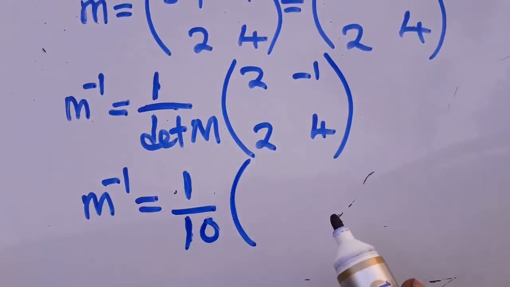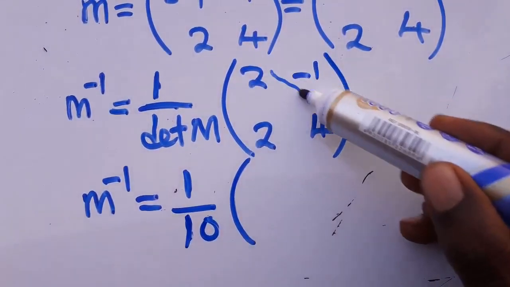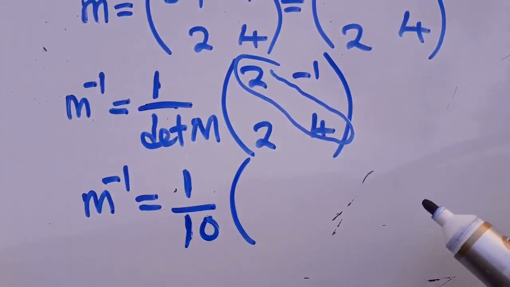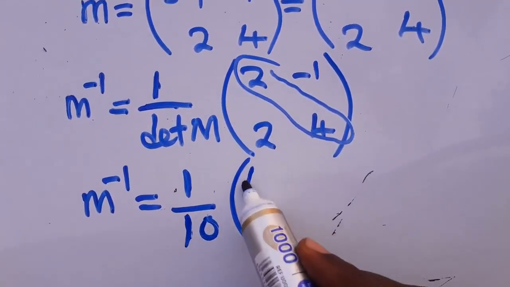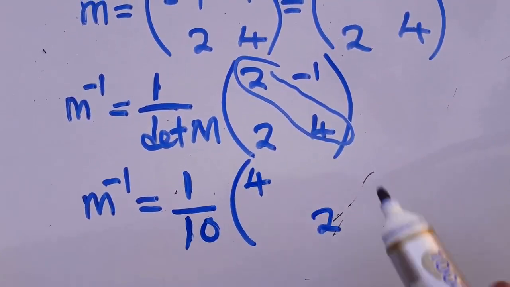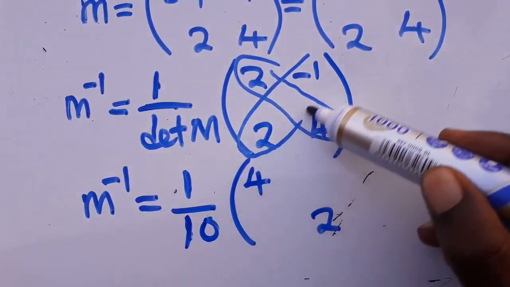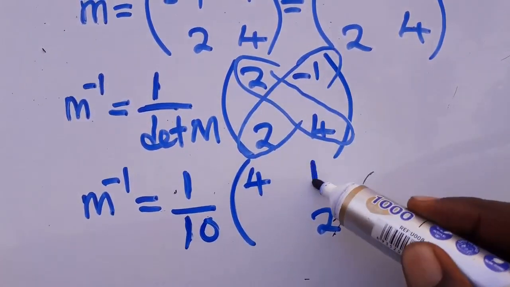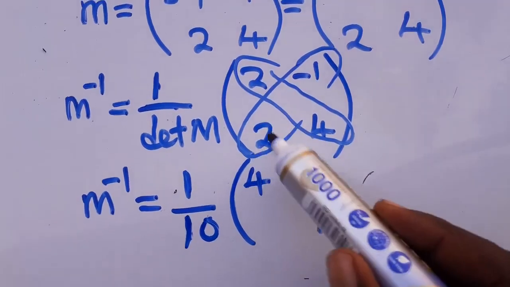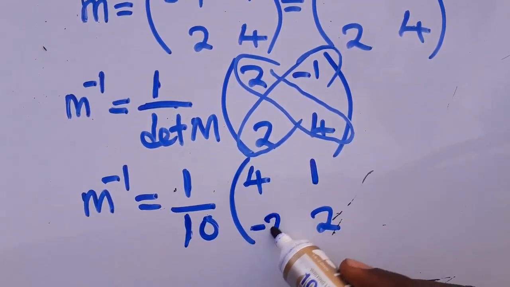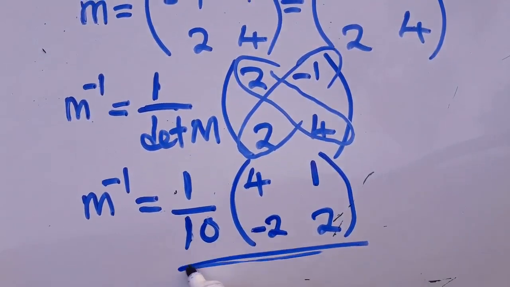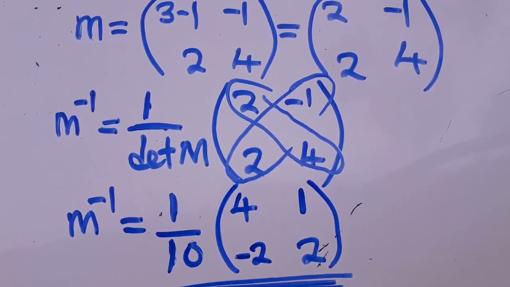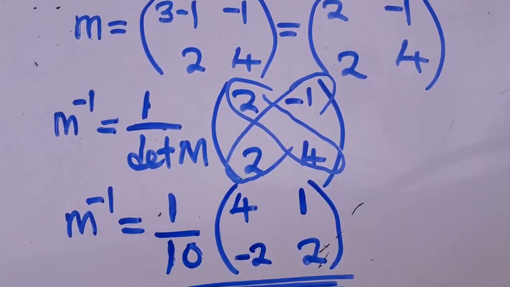Then what did I tell you? This is the major diagonal. What happens to the major diagonal? Position will change. So a 4 goes there, a 2 comes here. What happens to the minor diagonal? Signs will change. This is a negative, it will become a positive. This 2 is a positive, so it becomes a negative 2. Like this. This is your answer.